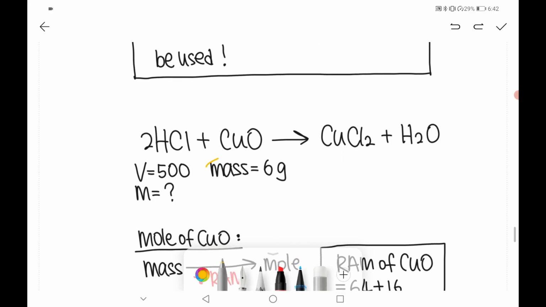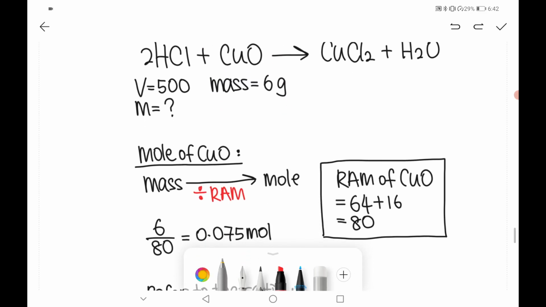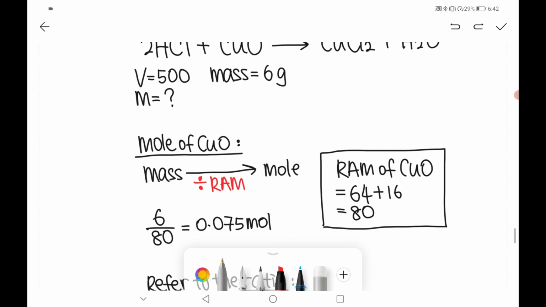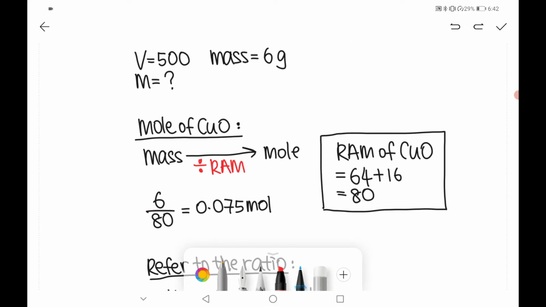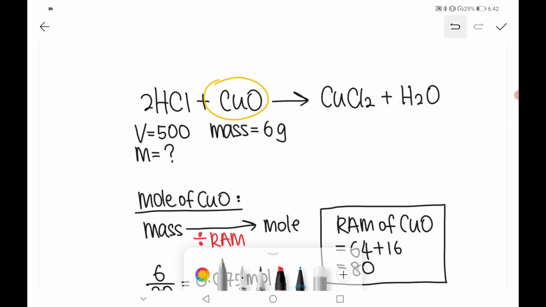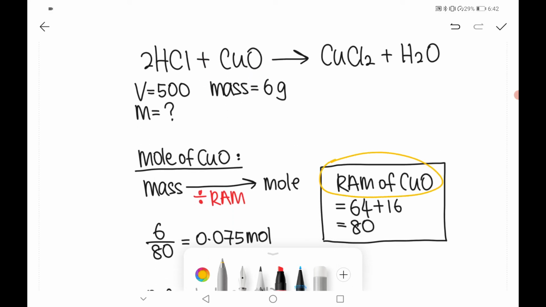We know the mass of the copper oxide, so we can change the mass to mole. We learned this in Form 4, Chapter 3. To change mass to mole, we need to divide by RAM. So what is the mass? The mass is 6 gram. What about the RAM? We need to find the RAM for the copper oxide. How to find the RAM of copper oxide?